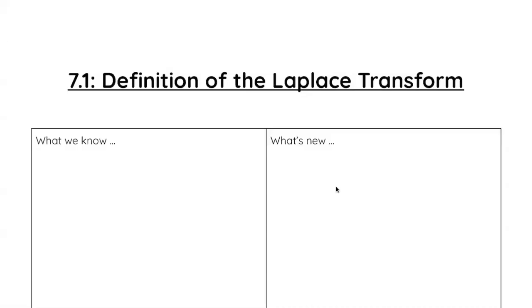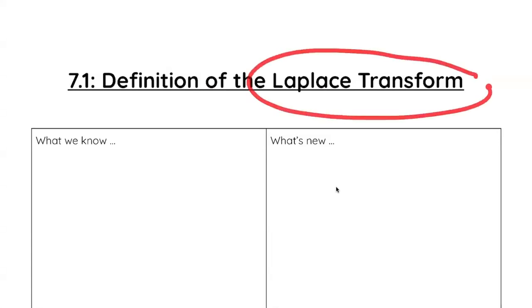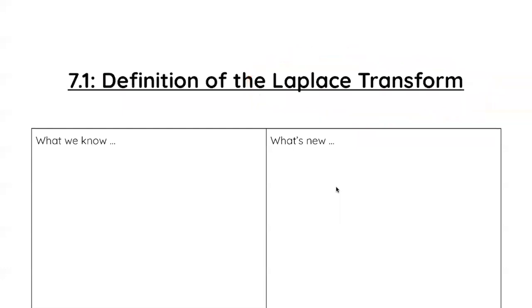All right, so section 7.1, we are at the start of a brand new chapter. And what we are going to be studying in this chapter is something called the Laplace transform. Today we're going to really start with this idea of what it is, where it comes from, but the rest of the chapter is really about how do we use it and more about the shortcuts. Okay. And so let's go ahead and start with what we know.